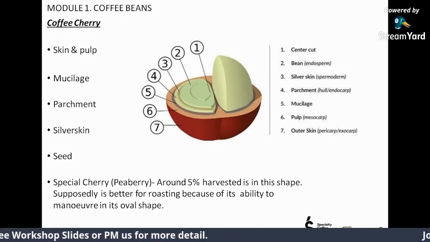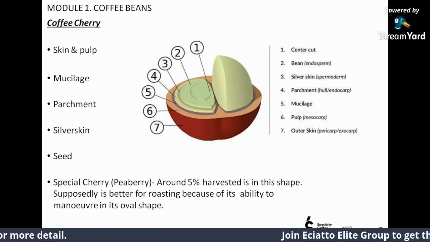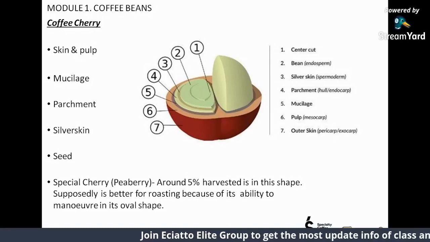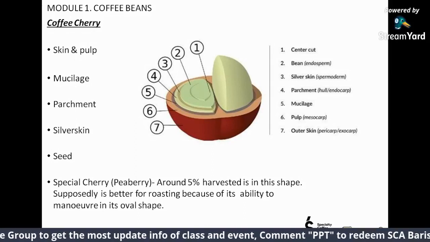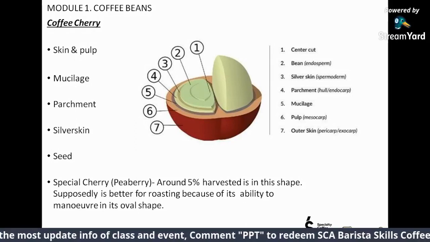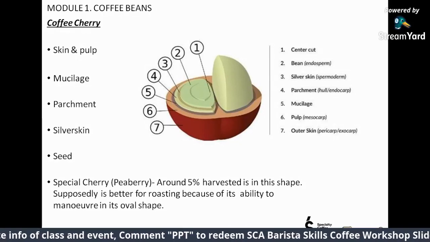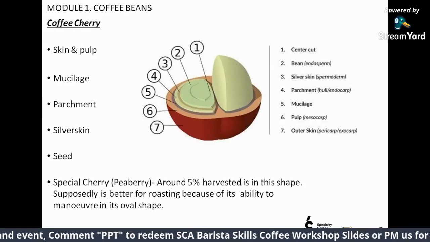Of course, you can also have a single bean. For the single one, we call it peaberry. It is a rare situation, happening only around 5 in hundreds. If you pick from hundreds, you only get 5. It will be more rounded in shape.